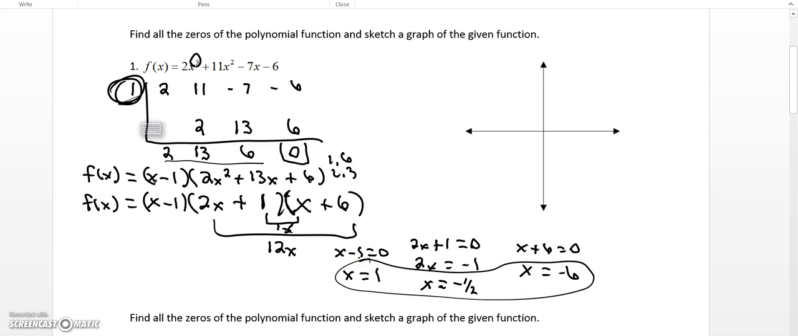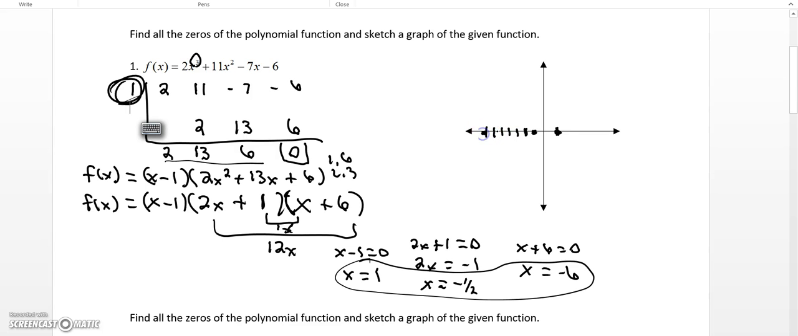All right, and in this case, they're all real solutions. Remember, we can have up to a max of 3 total solutions, real or imaginary. In this case, again, all are real. Now, we've done this before. We're going to sketch this. I have x equals 1 is an x-intercept. X equals negative half, so I'm going to have to ballpark that right here. And then x equals negative 6, so negative 1, 2, 3, 4, 5, 6.